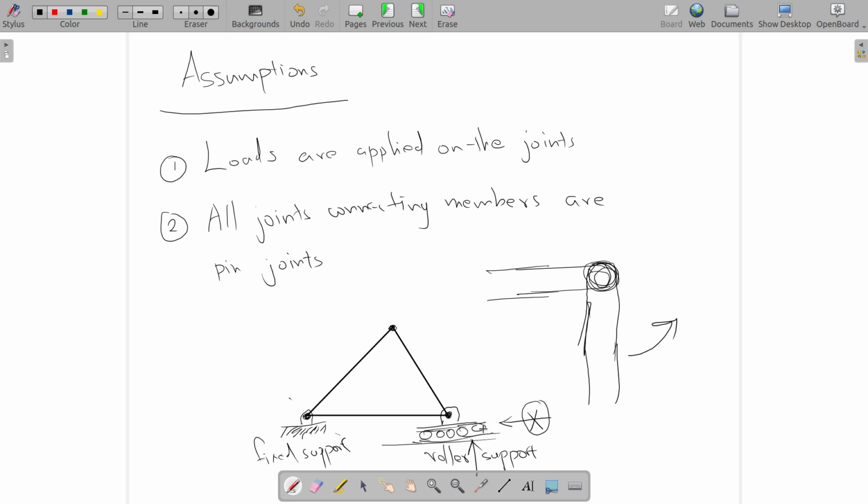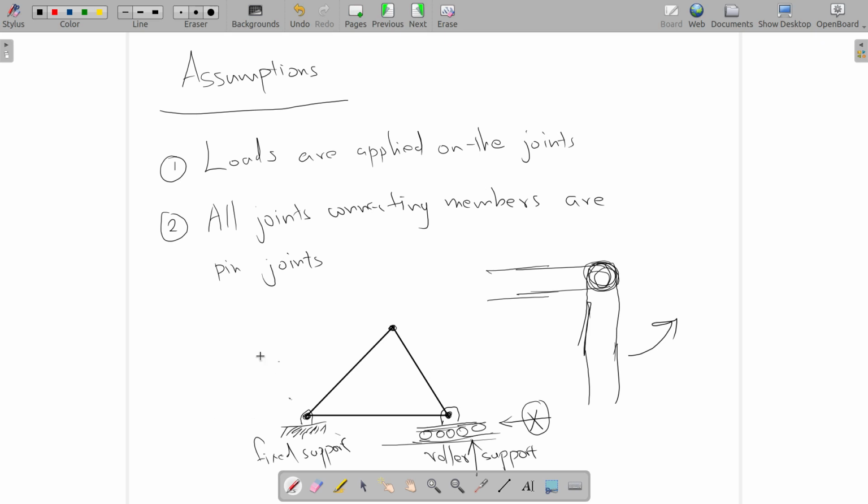Why is it not possible? Because even if you have such a force, these rollers will slide in the plane and will make sure that there is no net force. So from the roller support you can only have a normal force. From the fixed support you can have a force in any arbitrary direction.